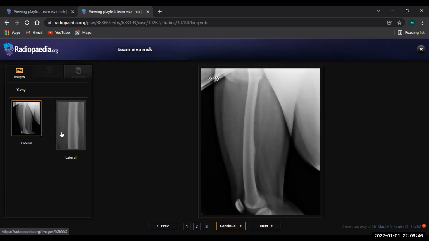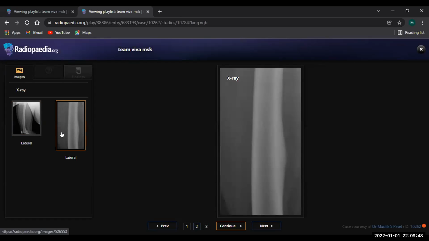Can I see the zoomed view? Okay. So the zoomed view showing lucency most posteriorly. So in the patient with this typical presentation, osteoid osteoma is my main differential diagnosis, and clinical correlation, and if required, radio frequency ablation.